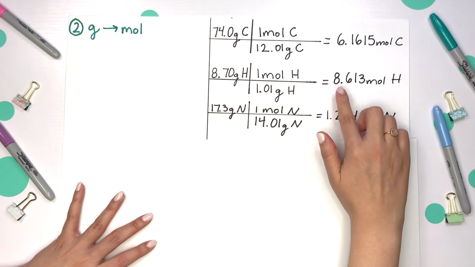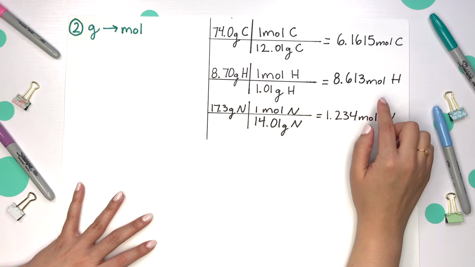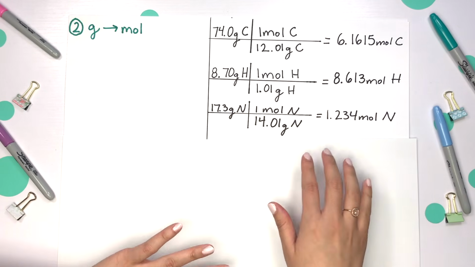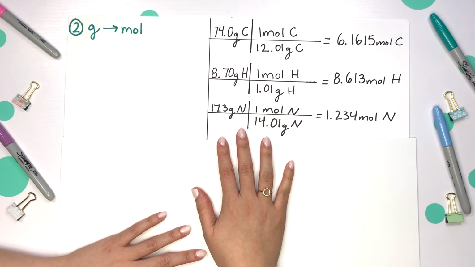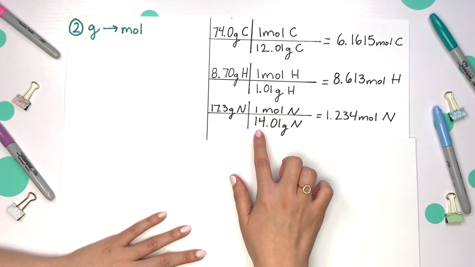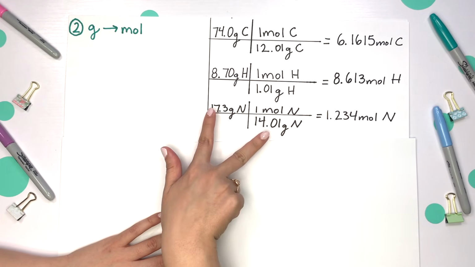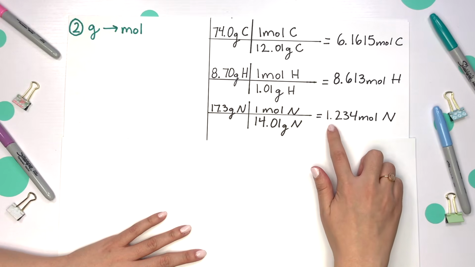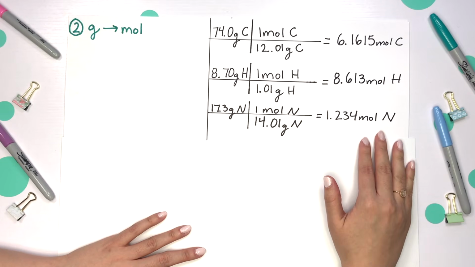We'll do the same thing for hydrogen, except aligning hydrogen's molar mass on the bottom, and then we'll divide, and you get 8.613 moles of hydrogen. And lastly, we'll do the same exact thing for nitrogen, except nitrogen's molar mass is 14.01. Divide these values, and you get 1.234 moles of nitrogen.